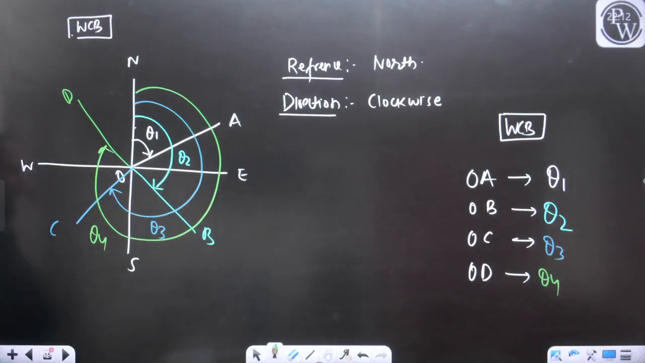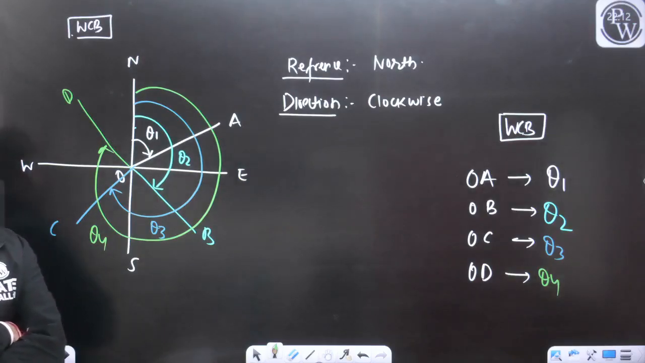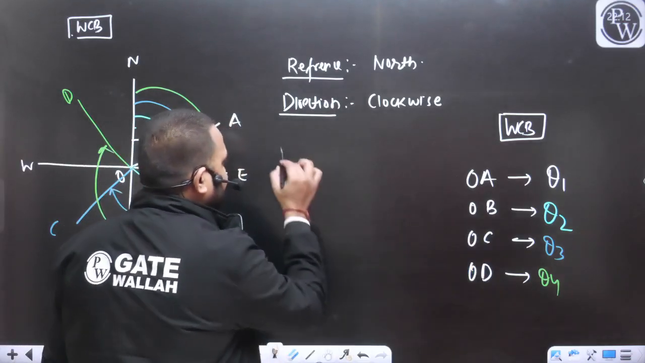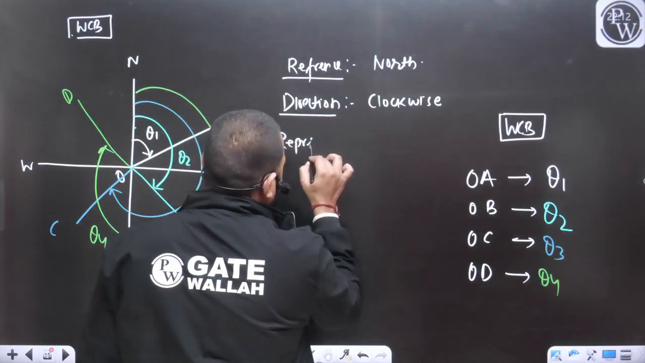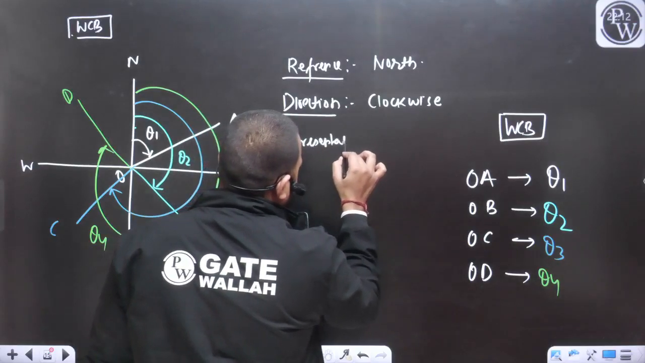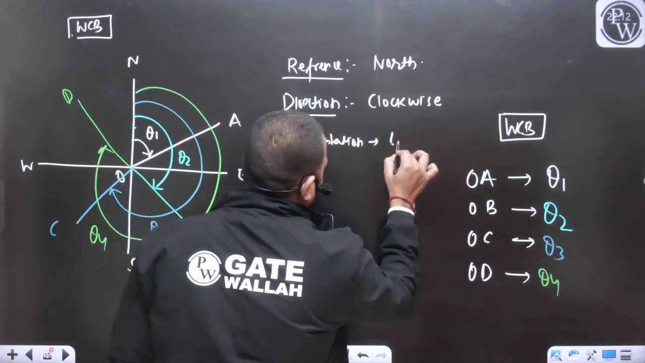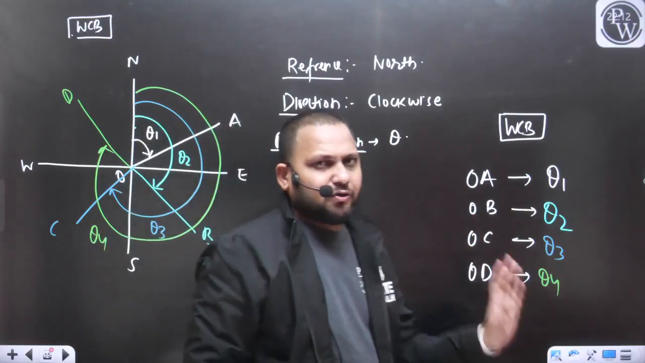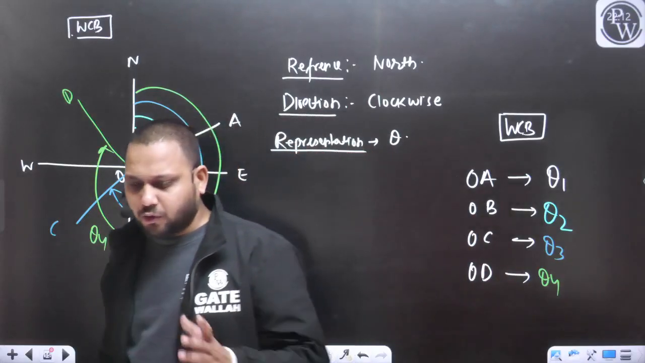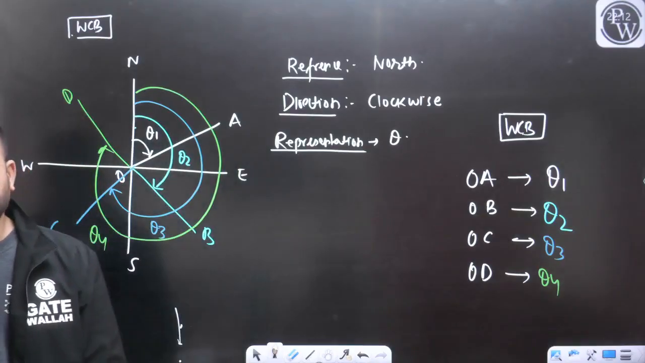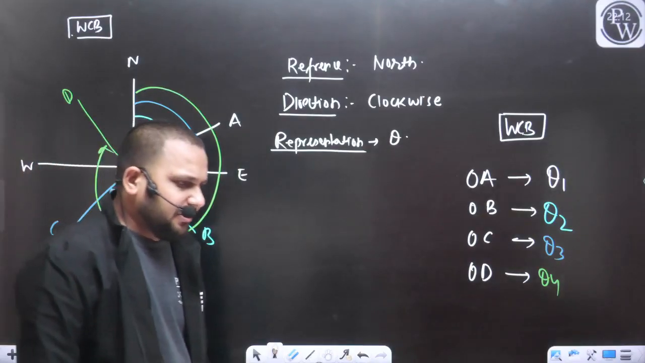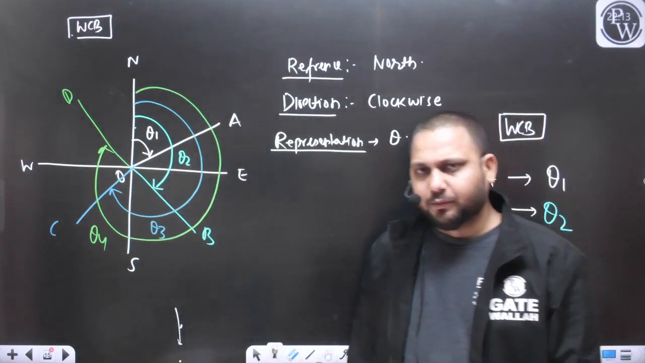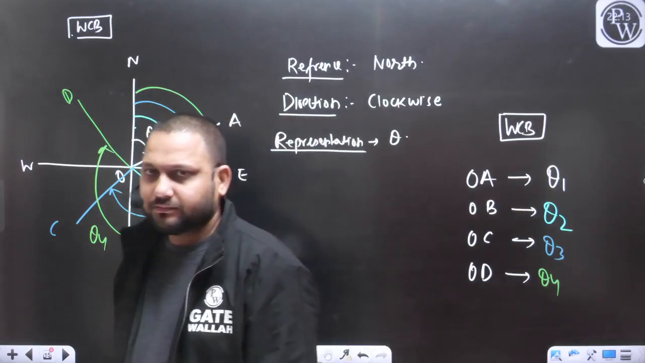Always we will measure the angle from the north. Direction is going to be clockwise. If I talk about the representation, to represent the bearing of any line, only angle will be sufficient. As you know the value of the angle, you can locate that line. Yes or no? So only angle will be sufficient to explain the position of any line in the WCB system.